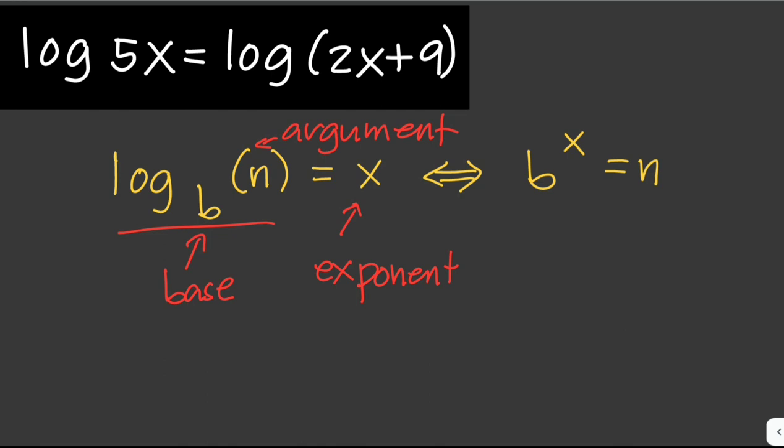And this implies b to the x equals n. So our base would also be the base here, our answer would become the exponent, and our argument would become the answer. So we can write this logarithmic equation into this exponential form or equation.